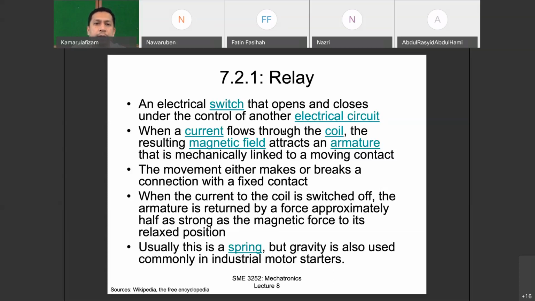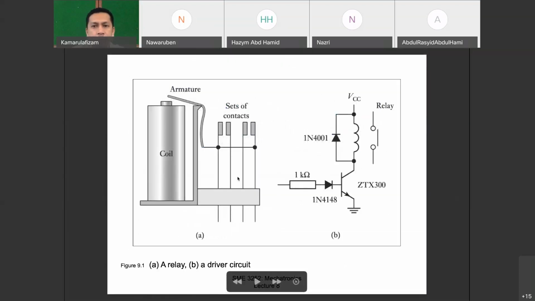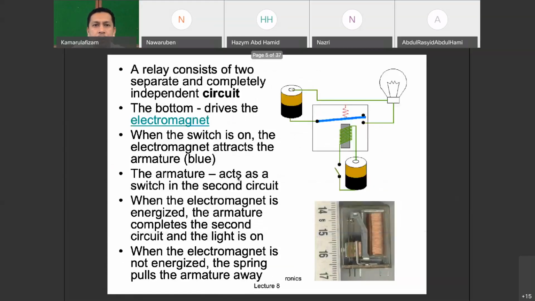So konsep dia kat sini, the point number 2, when the current flows through a coil, the resulting magnetic field attracts the armature that is mechanically linked to a moving contact. The movement either makes or breaks a contact. When the current is switched off, the armature is returned by a force approximately half as strong as the magnetic field. Force to relaxed position, usually spring return. This is more or less relay tu punya gambar lah.